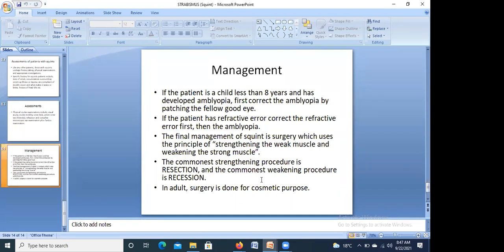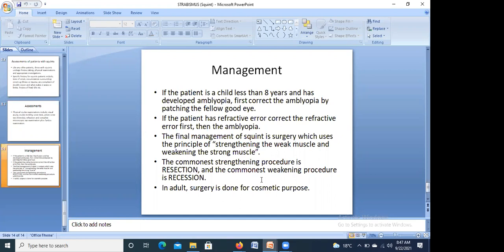And in the process of making it shorter, you have increased the strength of the muscle, because the muscle is like an elastic tissue. And so it can pull, it can stretch and relax. So if you resect it and pull it back to the same position, it is now shorter but tense. And so it has more tone to pull the eye into that direction. So that is a strengthening procedure, resection.